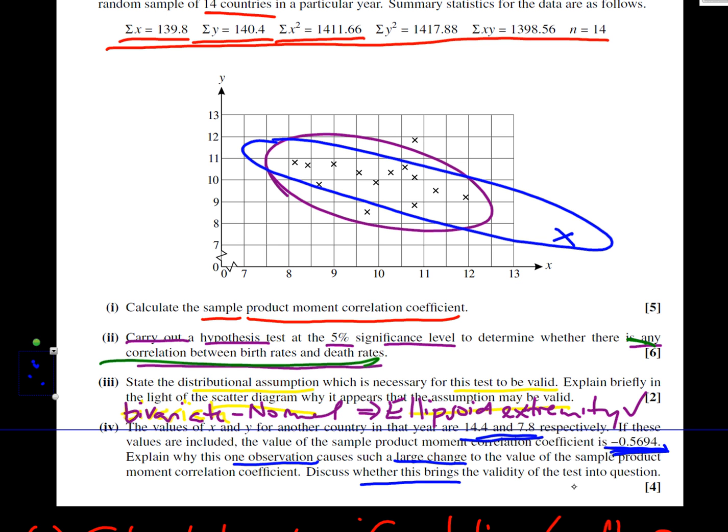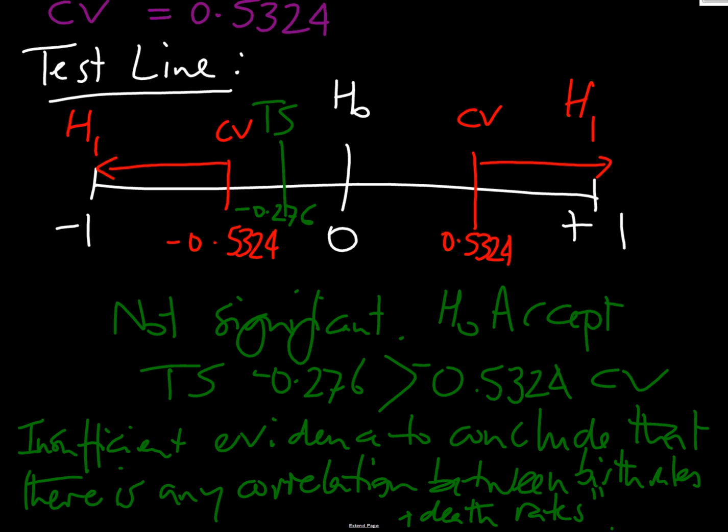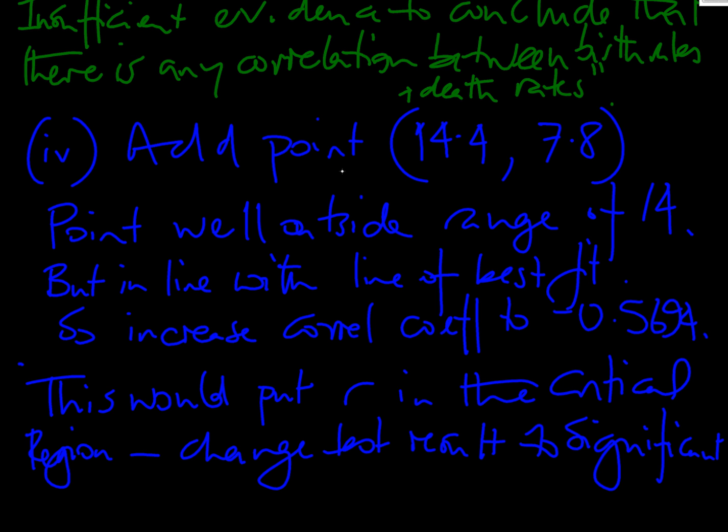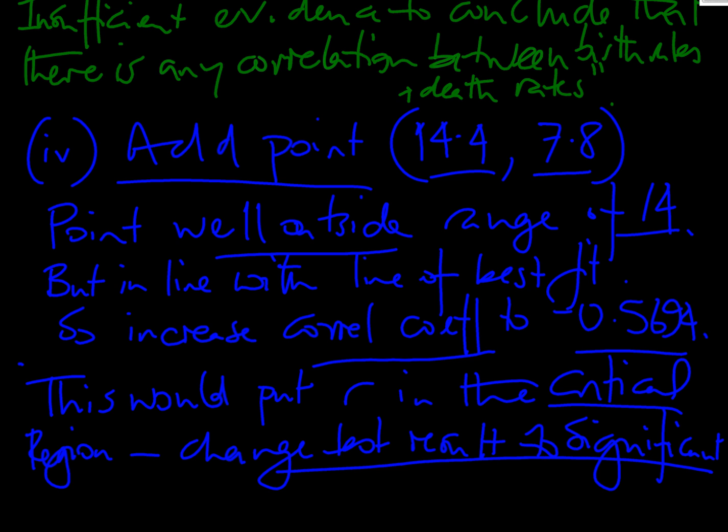Discuss whether this brings the validity of the test into question. So if we went back, let's just write a couple of notes here, shall we, so that we know what we're doing. This is the last part. What was that? So adding the point at 14.4, 7.8, it's well outside the range of the other 14 points, but in line with the sort of line here, and therefore it's increasing the correlation coefficient. This would mean that our R value is now in the critical region. It's changed the test result, and our ellipsoid's really become much more of a sausage, hasn't it, in that respect.